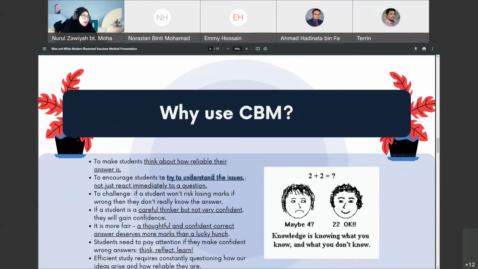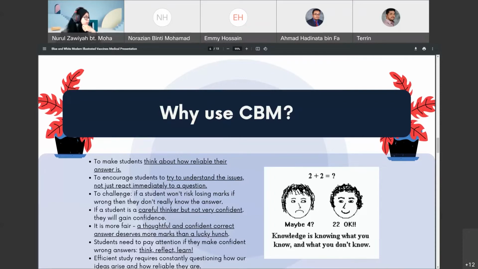But if we have something that they can answer and we apply CBM, from their results, maybe we can understand the actual certainty of knowledge of these students. Okay, so they need to try to understand the issues, not just react immediately to a question.